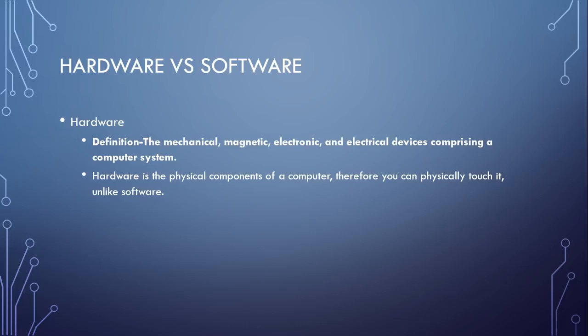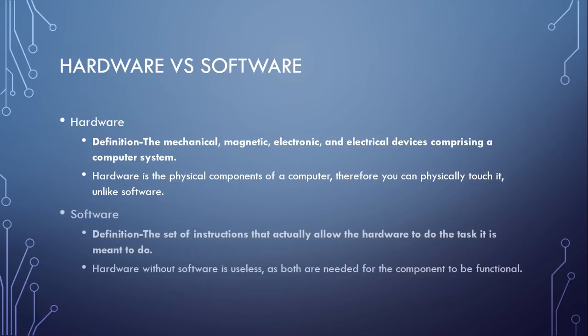Like I can pick up a hard drive, I can touch it. I can pick up a motherboard, I can pick up a power supply. All those different things I can touch. Now, software, the definition of that is the set of instructions that actually allow the hardware to do the task that it's meant to do. Now, a thing to remember about software is that it's the complement for hardware. So hardware without software is pretty much useless, as both are needed for the component to really be functional.